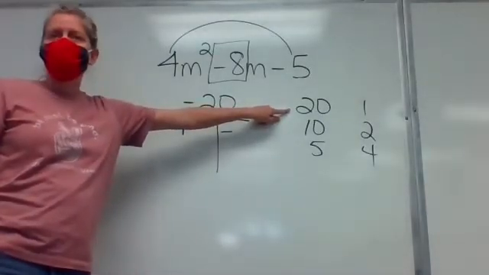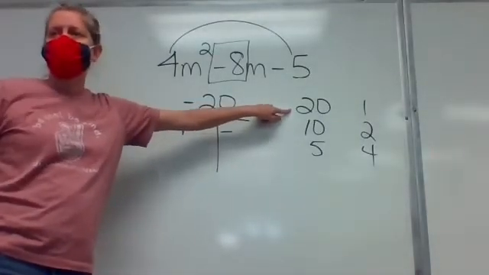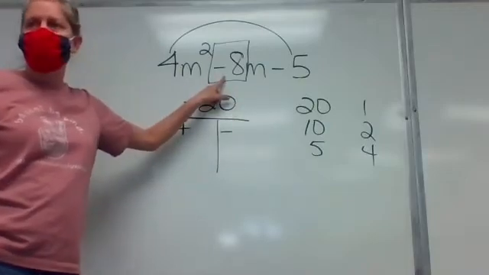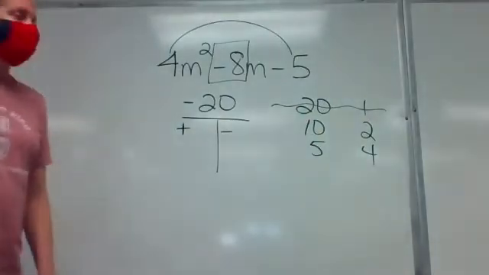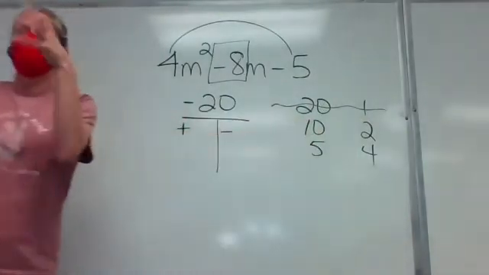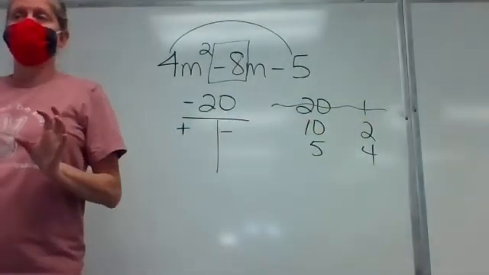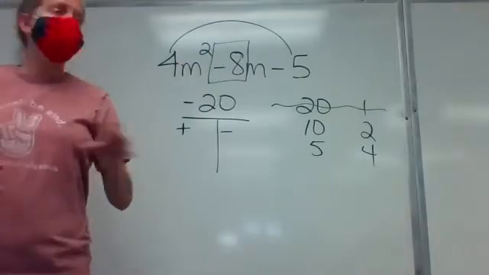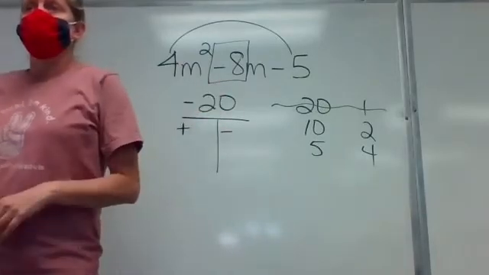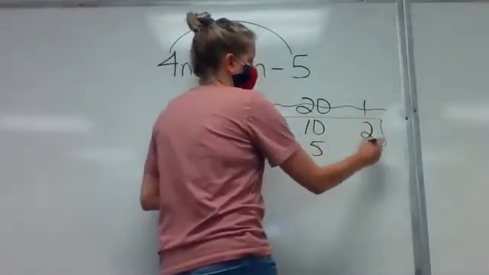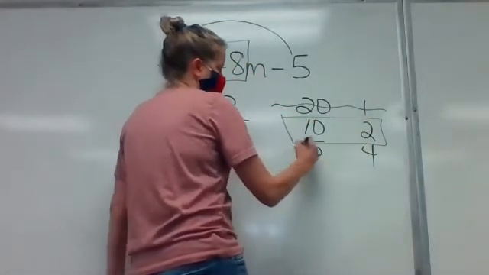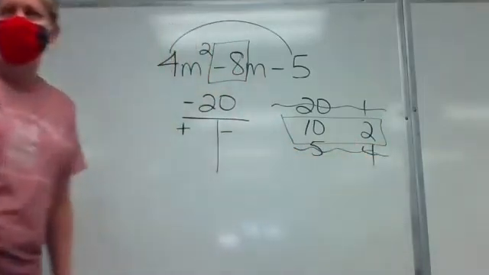If you use 20 and 1, doesn't matter who's positive, who's negative, are you going to make that be negative 8? No, you can't make a 20 and a 1 be any kind of 8. What about 10 and 2? Can you manipulate your signs to make a 10 and a 2 be negative 8? Depends on what you're going to do with your signs. And then look at your last one. What about 5 and 4? You can't make that be an 8.